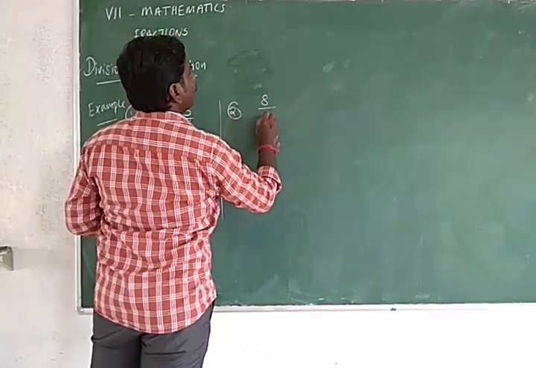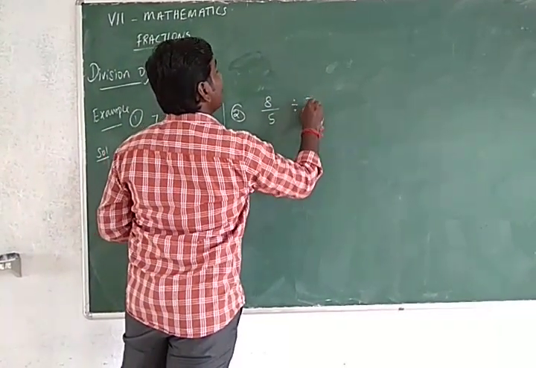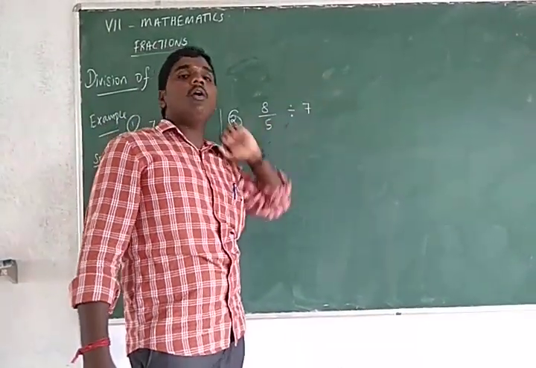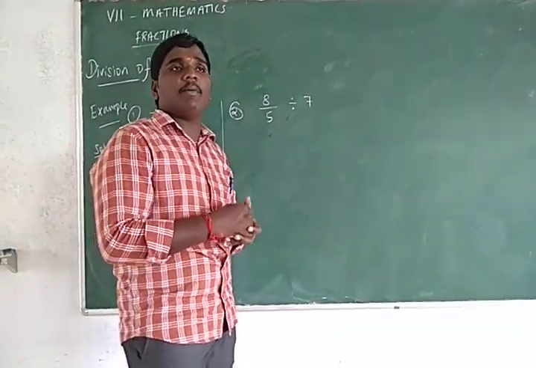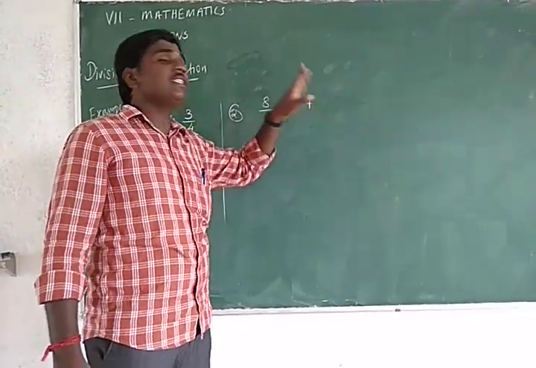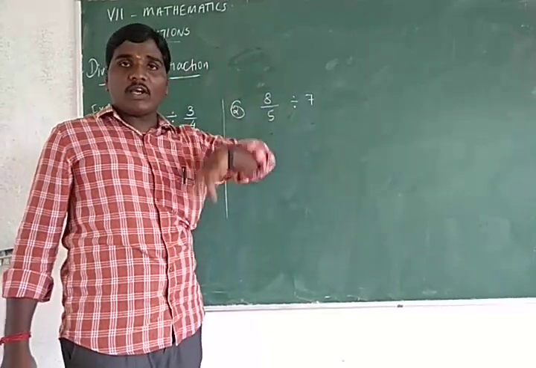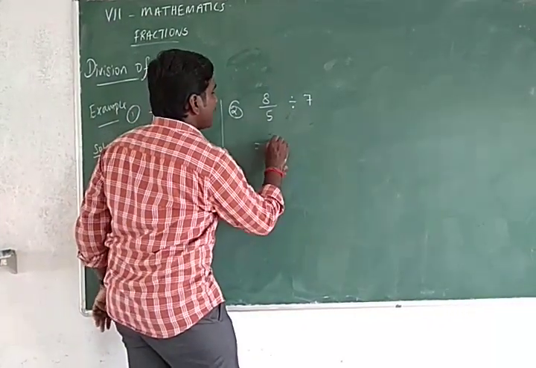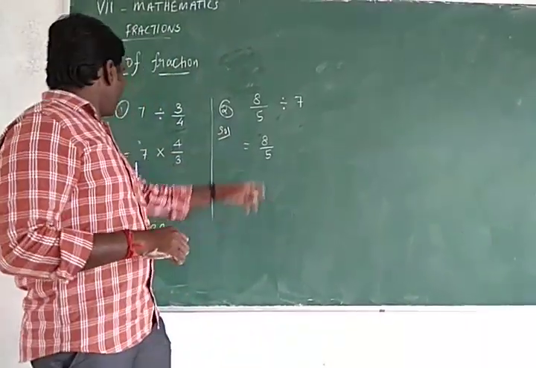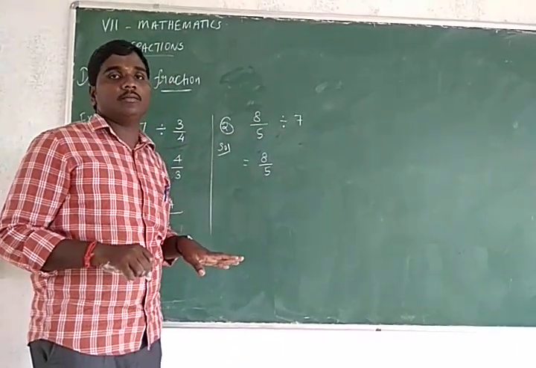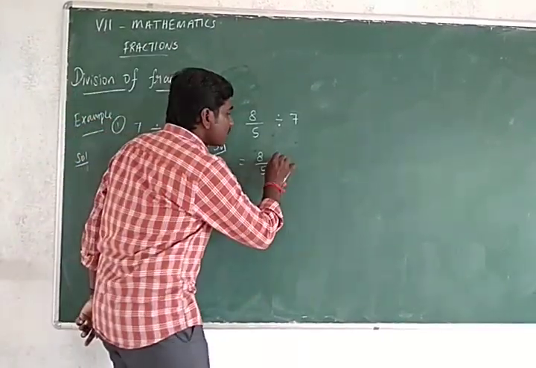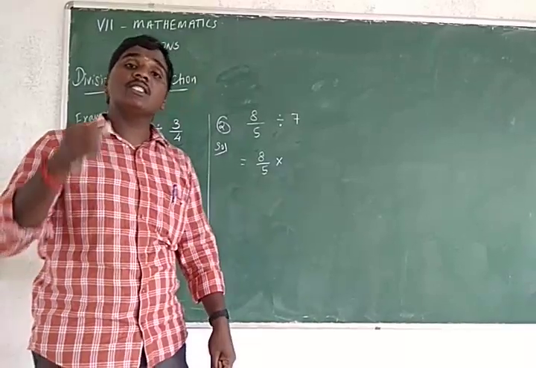8 by 5 divided by 7. Now, a fraction divided by a whole number. Here, which is the divisor? 7 is the divisor. The 8 by 5 is the dividend. The 8 by 5 you keep the same, 8 by 5. Then multiply with the reciprocal of the divisor. Here, what is the reciprocal of 7?